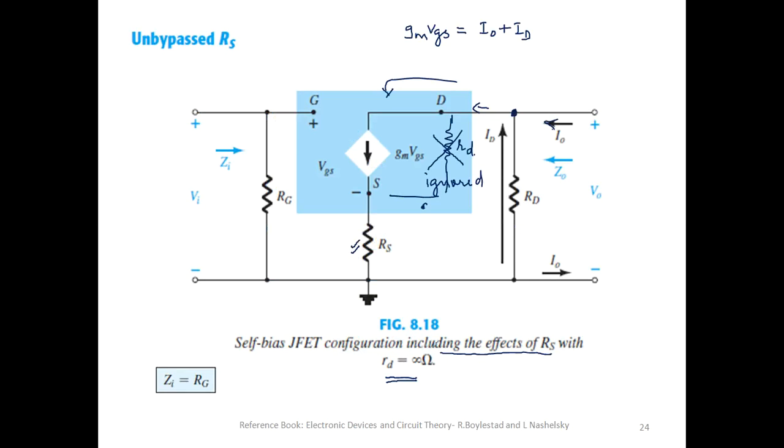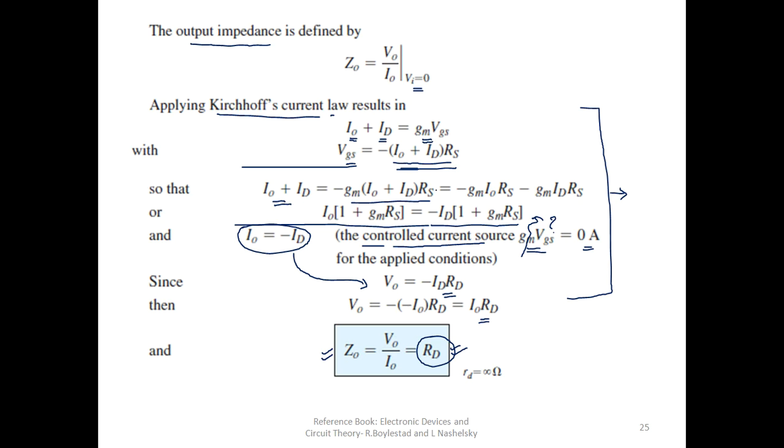This is for unbypassed RS ignoring the effect of small rd. However, this cannot be ignored. What did we do? We initially considered unbypassed RS, and then tried to obtain the expression for output impedance. But now this rd is in parallel, so it has to be considered.